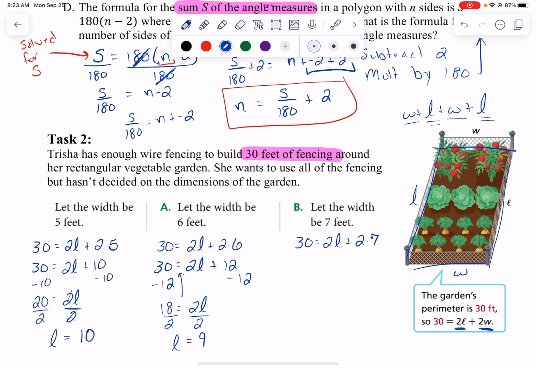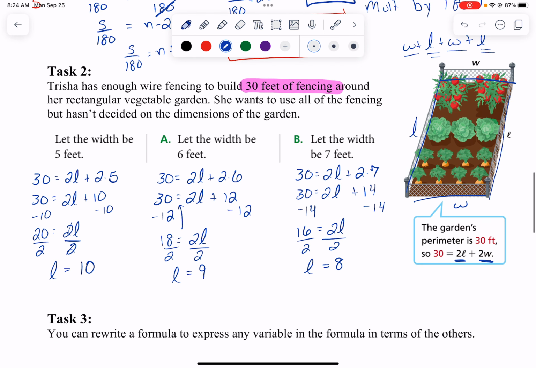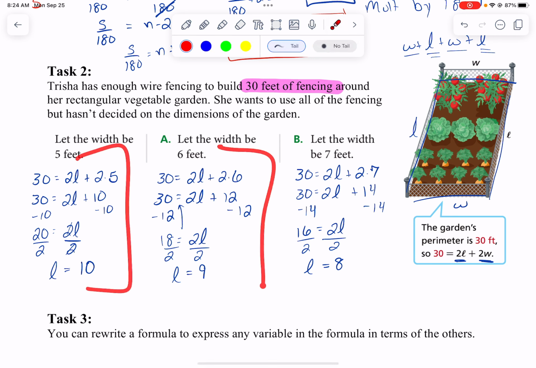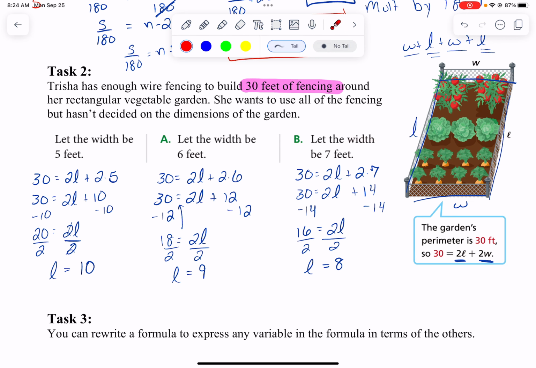What if I wanted the width to be 7 feet? Repeat the process. 30 equals 2L plus 14. Subtract 14 from both sides. So here we get 16 equals 2 times L, divide by 2. So my length would be 8. If you noticed, in every single one of these, we did the exact same process. We plugged in the number, and then we subtracted that bit from both sides.